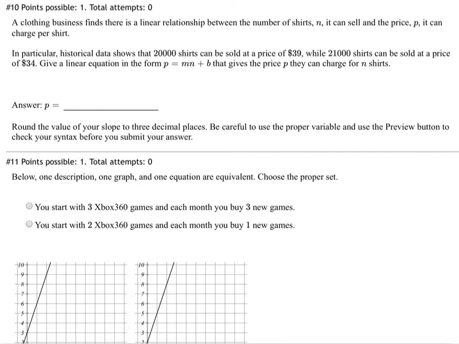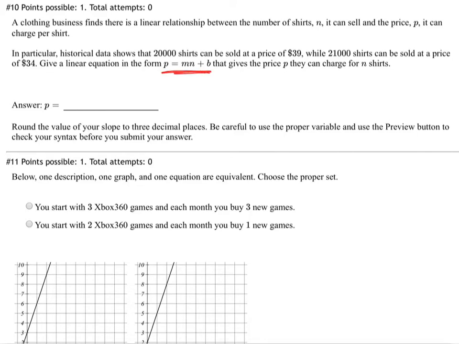I'm not sure I want to pay $34 because it would depend on the shirt. Given an equation in the form, boom, that gives the price P they can charge for N shirts. Okay. That sounds fancy. This is the exact same thing we just did on the last two problems. It's just in fancy words. Let me show you. So basically, I'm going to use X and Y. Now, how do you know what you're going to use?